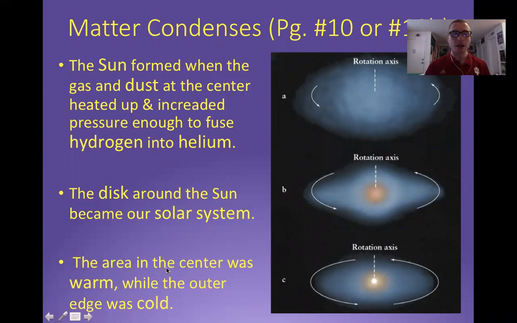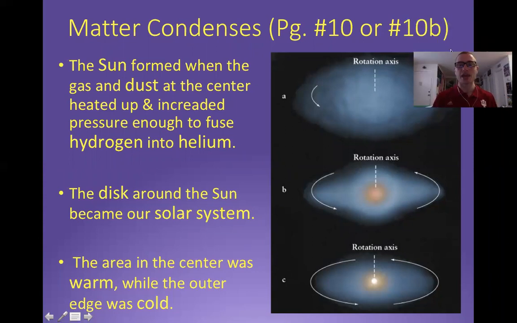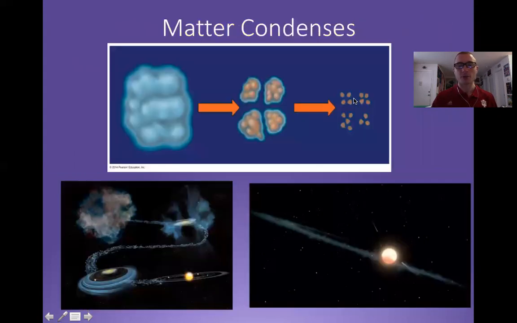And keep in mind, there's that disk with the centripetal force we talked about. The star is the hottest part of the early solar system, obviously. So the area near the star is warm. The outer edges of this early solar system are cold. Again, this stuff is going to be on page 10 or 10b, preferably. If you want to put it on 9.